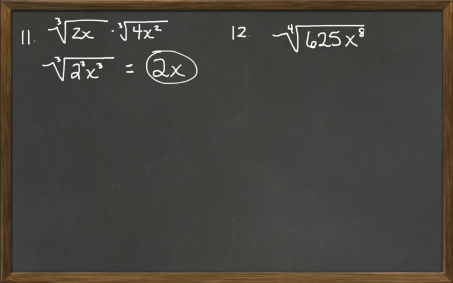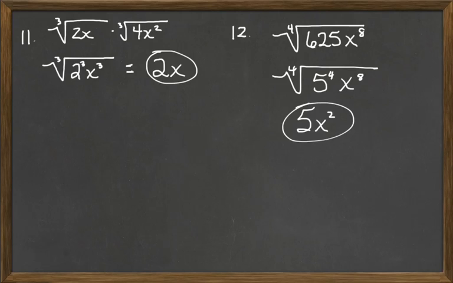Okay, one more for this video, and this time I'm looking for a perfect fourth in 625. Now, if you break that down into 25 and 25 and then keep breaking down into primes, you can see I've got 4 of a kind. So I can take that 625 and rewrite it as 5 to the 4th. Again, those 4's are going to cancel each other out. And for the x to the 8th, you're going to take the index number 4 and divide it into 8. So your answer is going to be 5x squared.